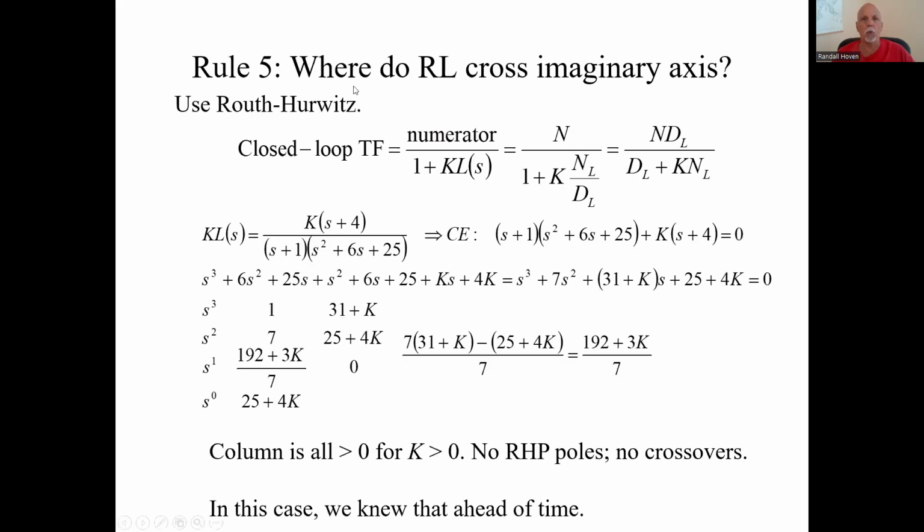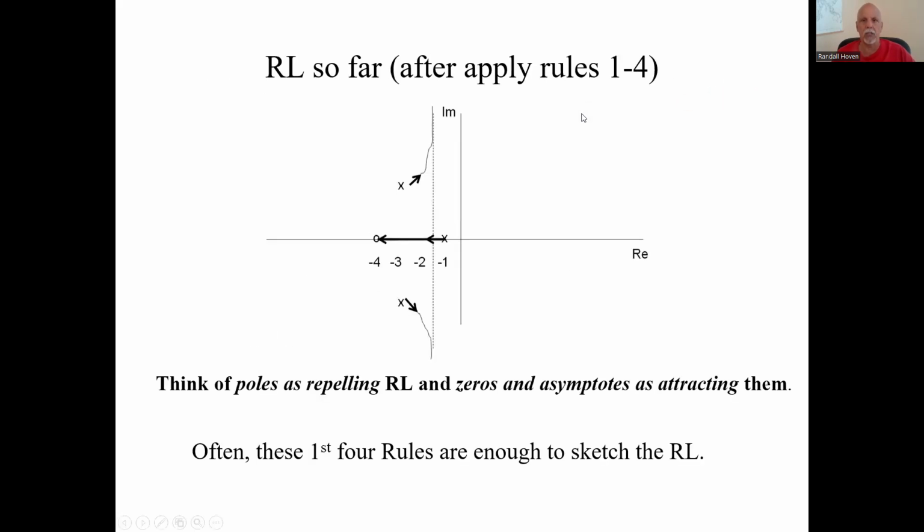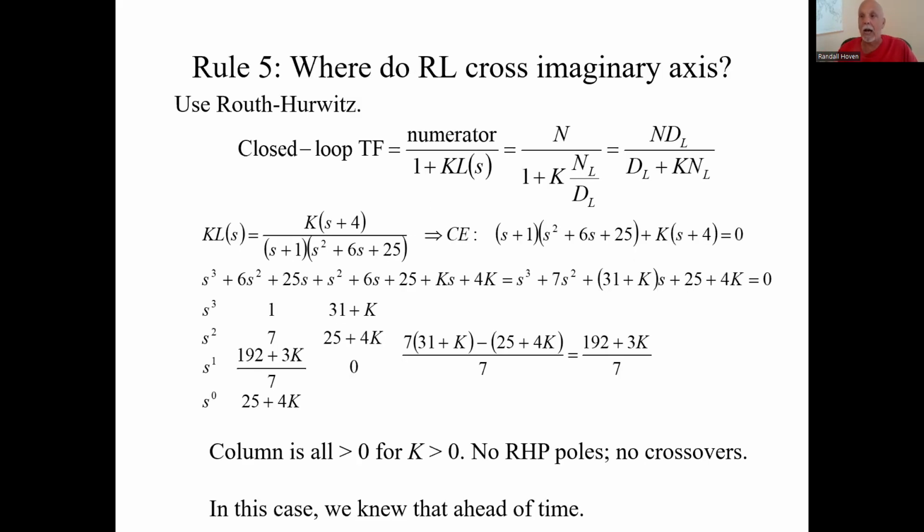Rule 5 is, where does the root locus cross the imaginary axis? I'll just say in this example, we could pretty much tell there's nothing attracting poles or branches into the right half plane. So we could tell at this point that we're not going to cross the imaginary axis. But let me just talk about how you would do that.